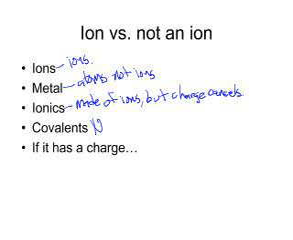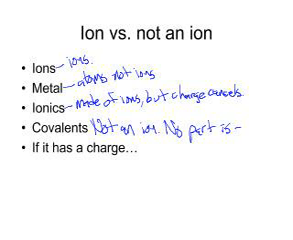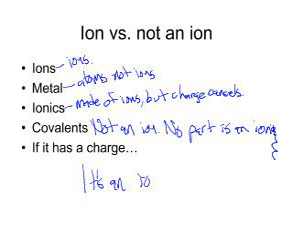A covalent compound is not an ion, and no part is an ion. No covalent compound is an ion. If it has a charge, it's an ion.